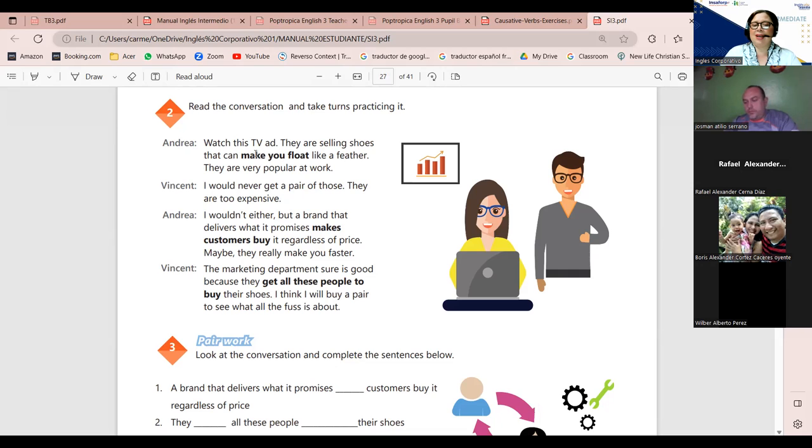Este verbo que está acá, miren, este verbo que está al inicio de estas que están en negrita, están haciendo la función de un verbo causativo, una causal, ¿ok? Un verbo causal. What is a causative verb? What is a causative verb? Okay, let's go.